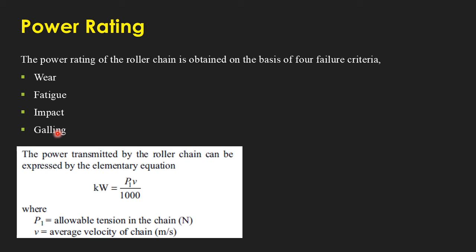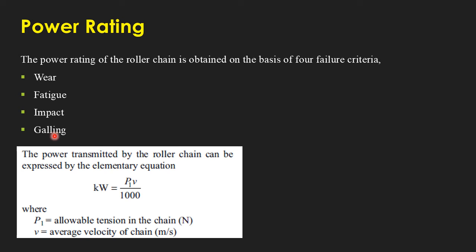The last one is the galling. It is basically a stick-slip condition experienced between the pin and the bushing regions. What happens is, when the tension generated is very high, in some regions, especially in the joint portion of the pin and the bushing, some small micro welds will be generated. And due to continuous relative motion between contacting surfaces, these welds will break off.